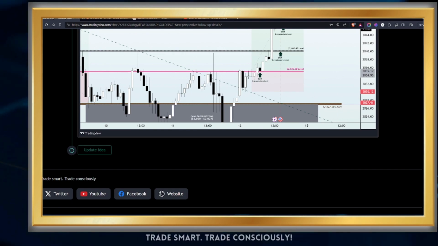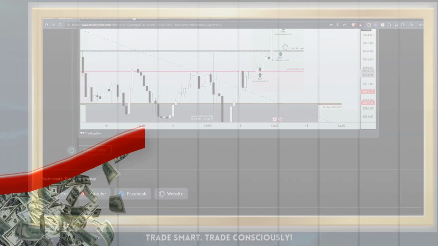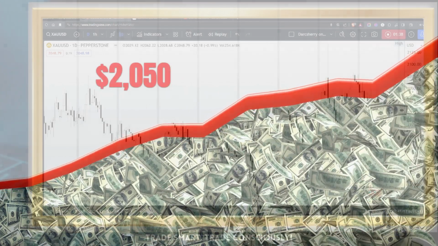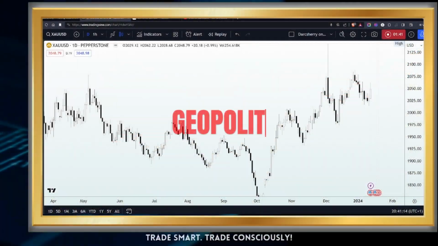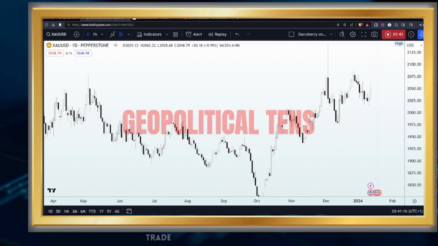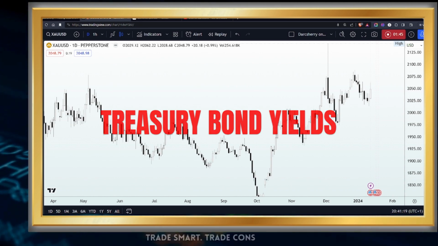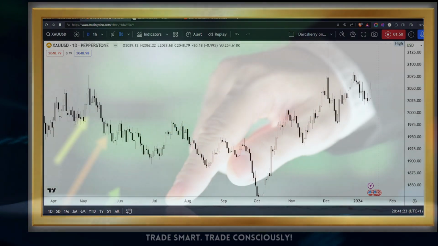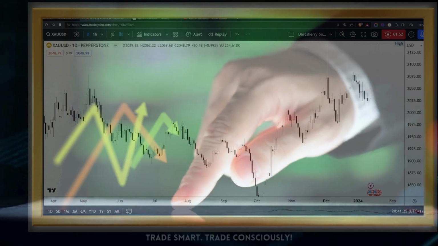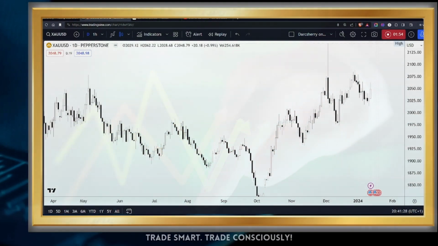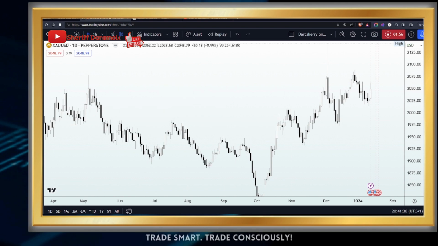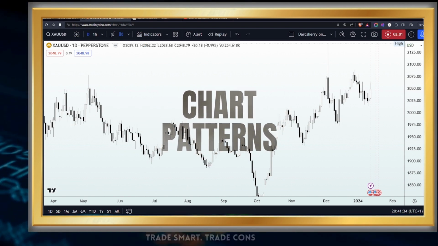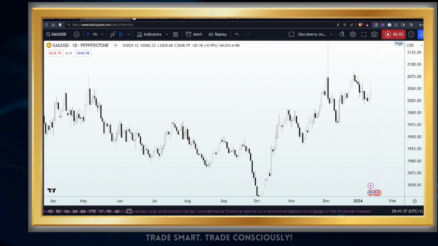Currently, gold's bullish momentum is on the rise, reaching a fresh weekly high above the 2050 amidst escalating geopolitical tensions and declining US Treasury bond yields. Our analysis this week will consider both technical and fundamental perspectives, incorporating tools like the economic calendar, trend lines, key levels, and chart patterns to forecast potential price action for the new week.